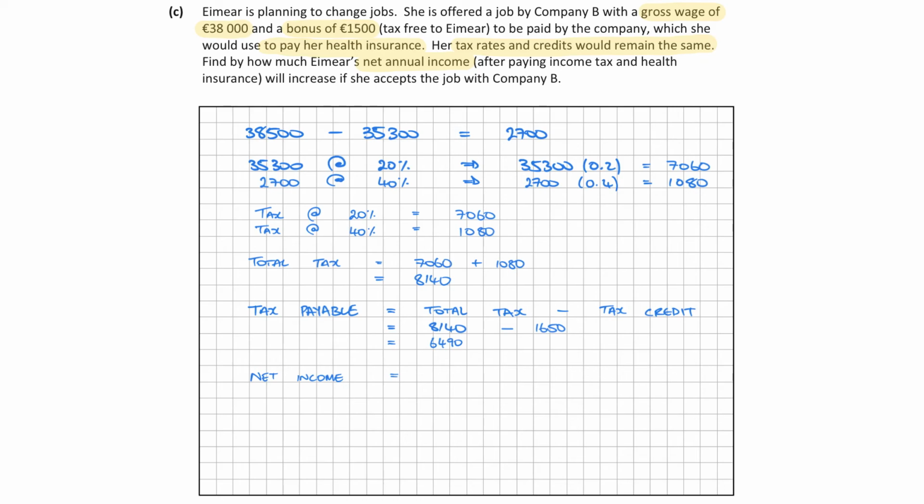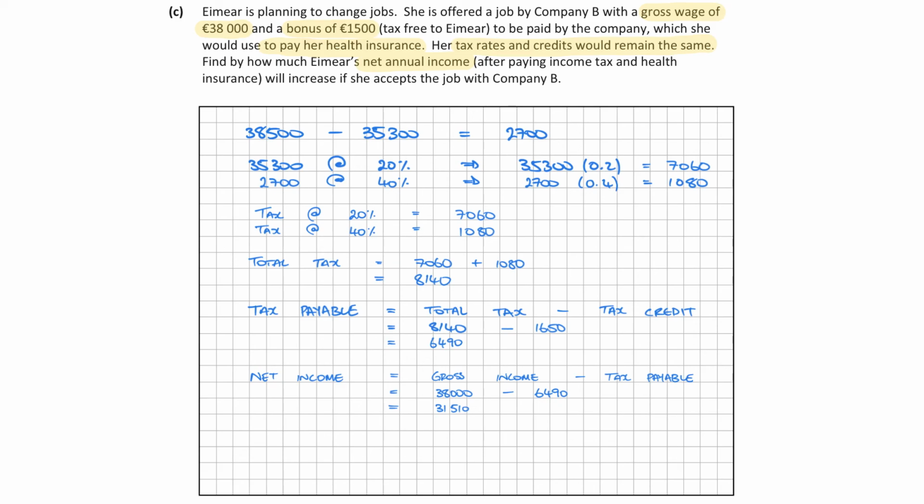So that brings us to her net income, and her net income will be equal to her gross income subtract the tax that's payable. So take away the tax that is payable. And that is 38,000, and subtract 6,490 that we calculated there. And that will give us 31,000 I should say, 31,510. Okay. So that's her net income from company B.